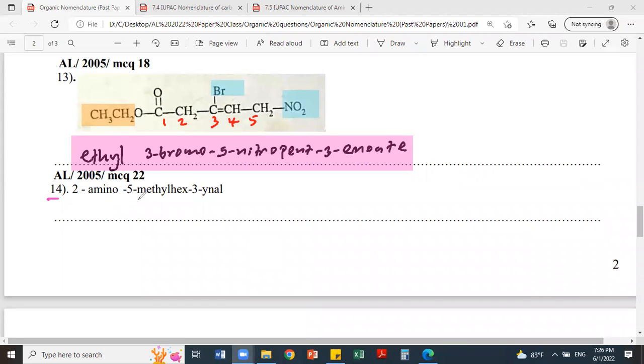I'll quickly write it for the others. This is why, step by step, first check hexa. Hex means 6 carbon. I'll put here 1, 2, 3, 4, 5, 6. Al means aldehyde group. Therefore, it's C double bond O H. It's aldehyde.